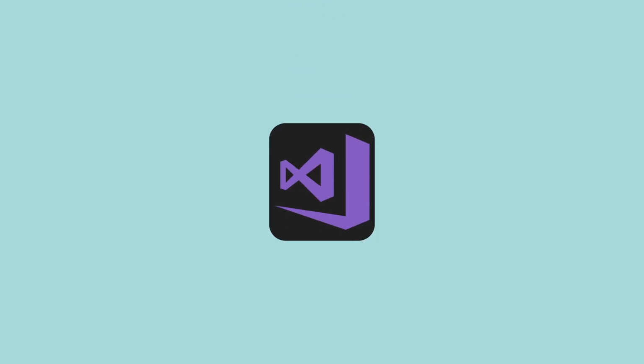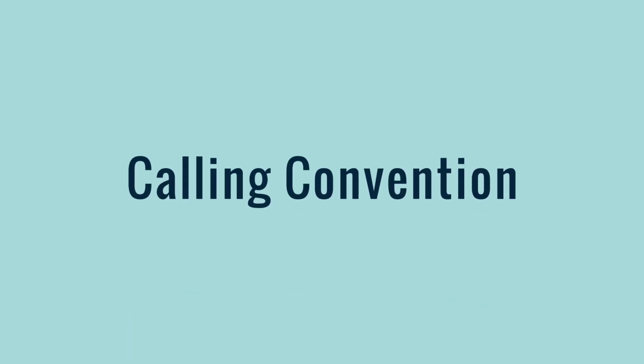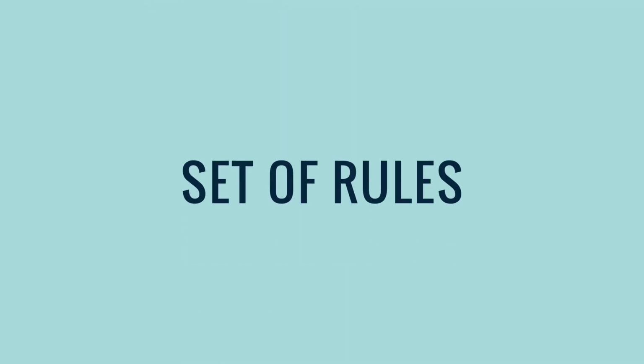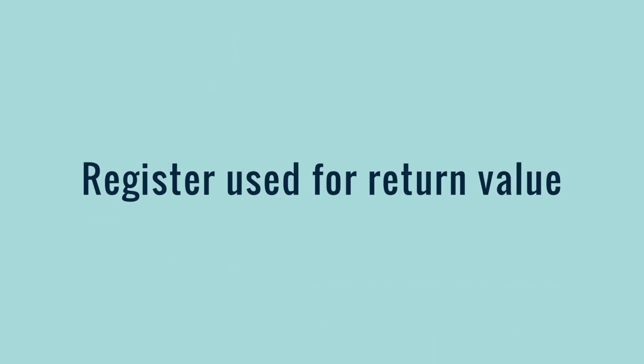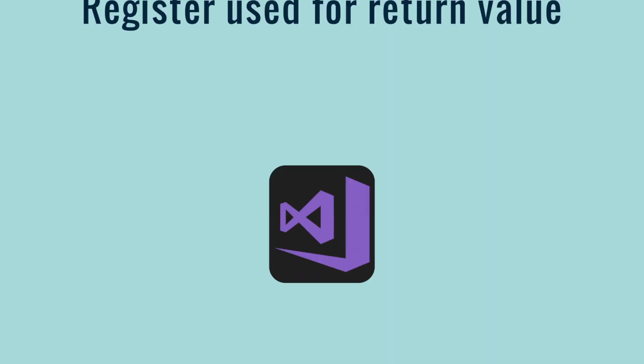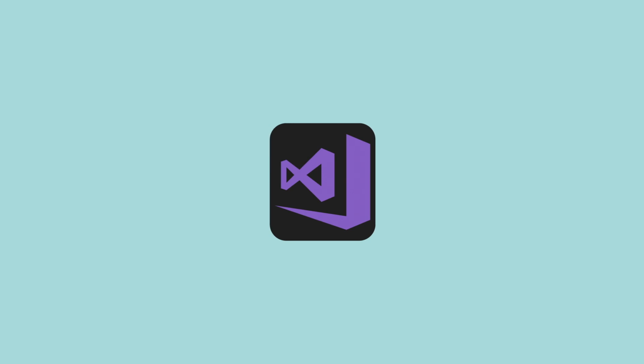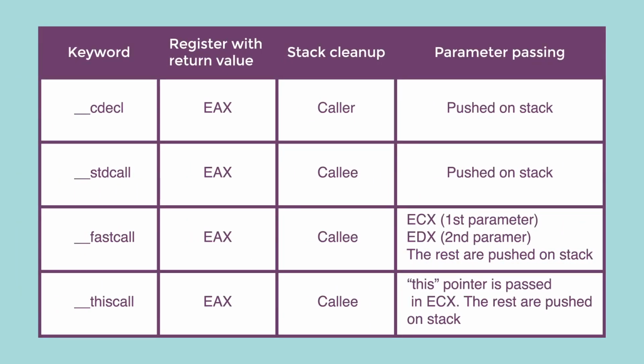Whenever we define a function in C++, the compiler will automatically use a calling convention for it. A calling convention is basically a set of rules that define how function parameters are passed to the calling function, how these parameters are cleared from the stack, and how the function result is returned. In Visual Studio, there are 4 main calling conventions for C++.